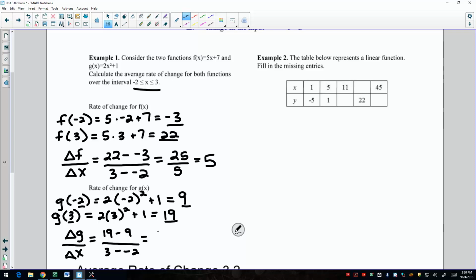So 19 minus 9 is 10. 3 plus 2 is 5. 10 divided by 5 is 2. So therefore, the average rate of change is 2.